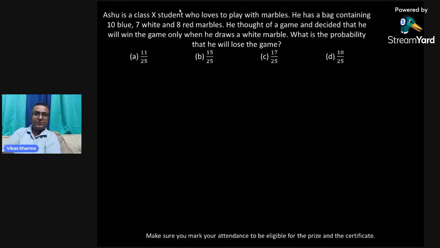Ashu is a class 10 student. Ashu is not here today, but Ashu is a class 10 student who loves to play with marbles. He has a bag containing 10 blue, 7 white, 8 red marbles. He thought of a game and decided that he will win the game only when he draws a white marble. So if he draws a marble from the bag, and if it's a white marble, he will win the game. What is the probability that he will lose the game? 11 by 25, 15 by 25, 17 by 25, or 18 by 25?